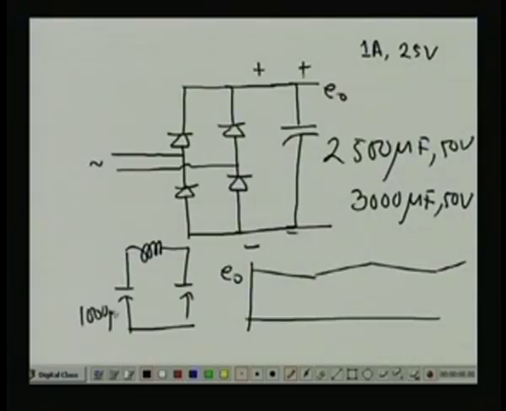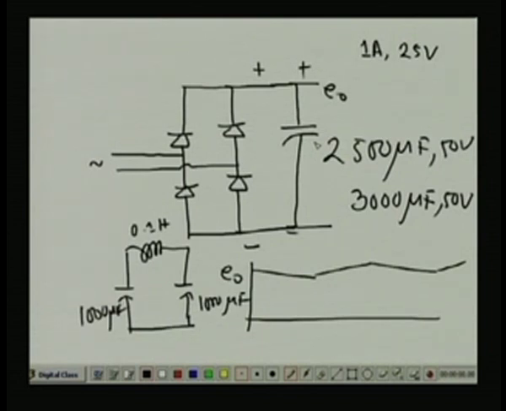So, in this case, suppose if you use a 1000 microfarad capacitor, okay, then we should have a, suppose there is a 0.1 Henry inductor or like this one. So, this will give you a very good result, but this is not used, you use a very high value of capacitance, 2500 microfarad or 3000 microfarad.